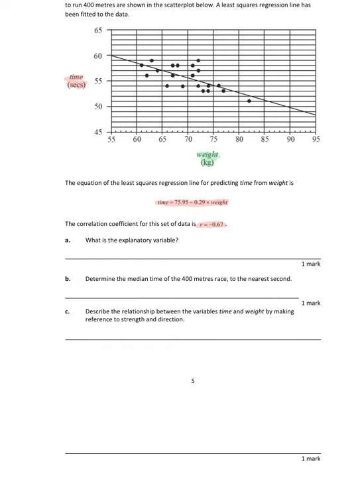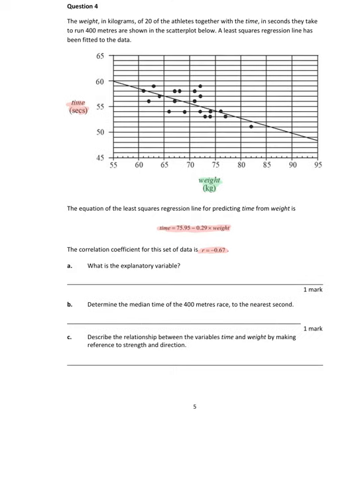The correlation coefficient, what is the explanatory variable? The explanatory variable is whatever's on the x-axis, so the weight will explain someone's time, so that is the weight in kilograms. Determine the median time of the 400 meters race to the nearest second.